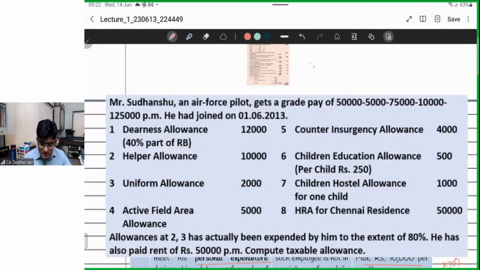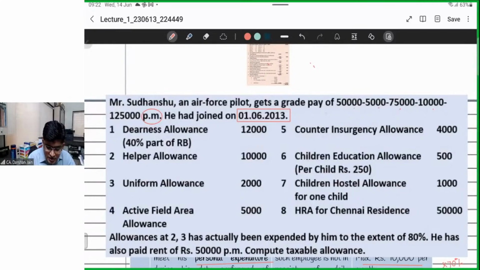Have you worked with grade pays? Look at this grade pay of 50,000, 5,000, 75,000, 10,000, 1,25,000 per month. So Sudhanshu is an Air Force pilot and he gets salary to the extent of 50,000, 5,000, 75,000, 10,000 and 1,25,000 per month. He has joined on 1st of June 2013. So this is really interesting. I am told that he has joined on 1st of June 2013.